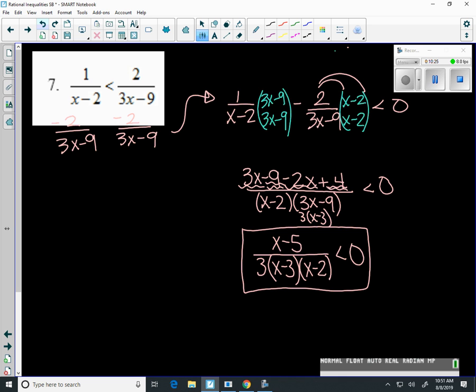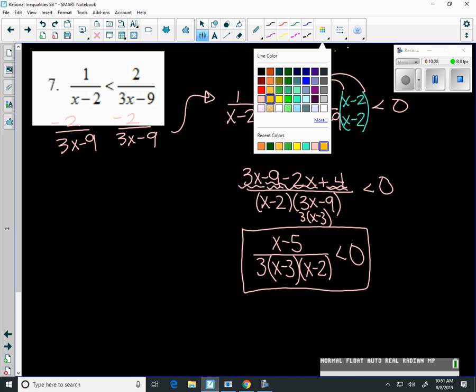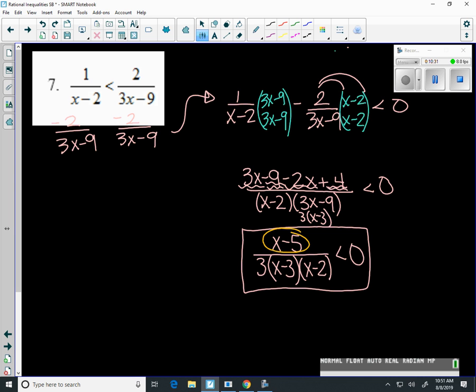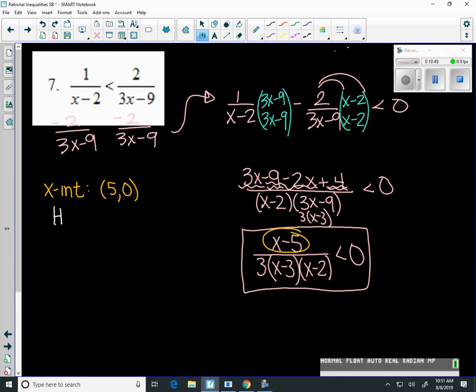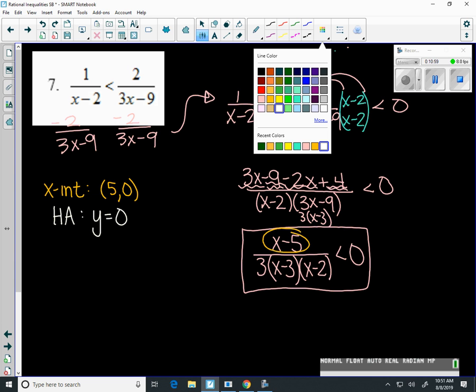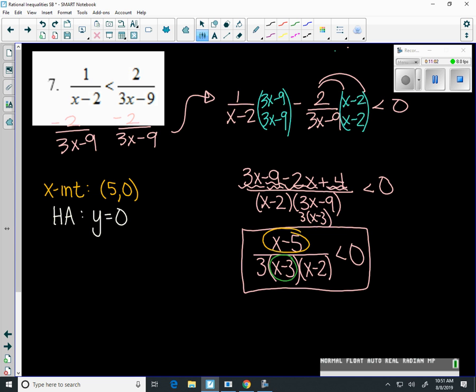So we do have an x-intercept. Our x-intercept again comes from the top. So our x-intercept is going to be at (5, 0), or x equals 5. This is a bottom-heavy fraction. We have more x's on the bottom than on the top. So we have a horizontal asymptote at y equals 0. Now we are crossing that horizontal asymptote since we have an x-intercept. And then we have vertical asymptotes at x equals 3 and x equals 2.